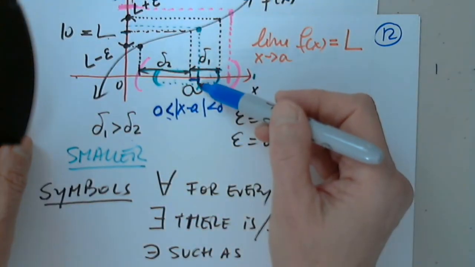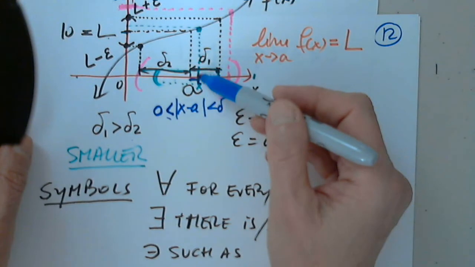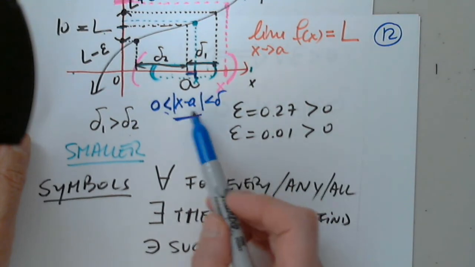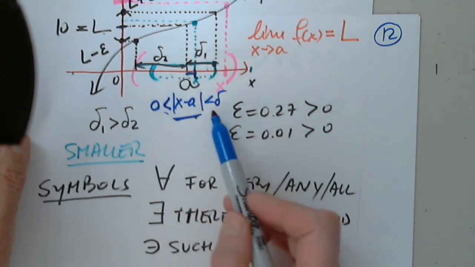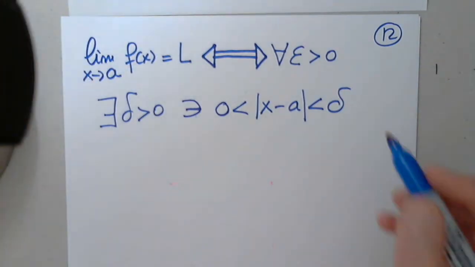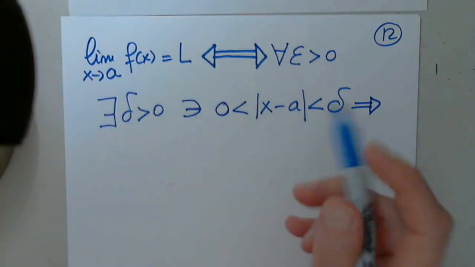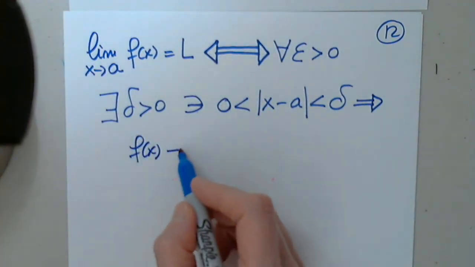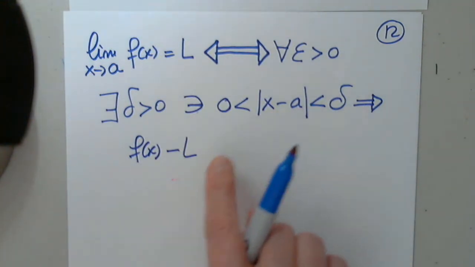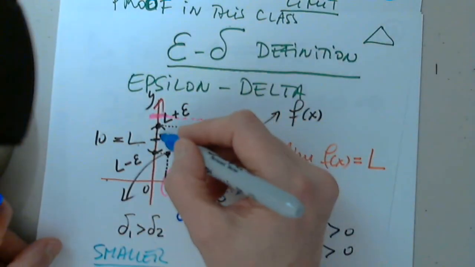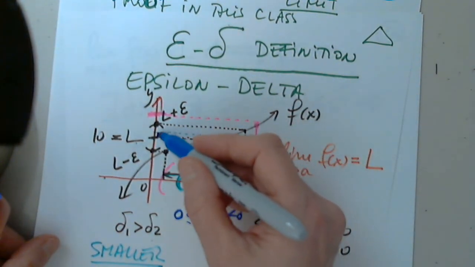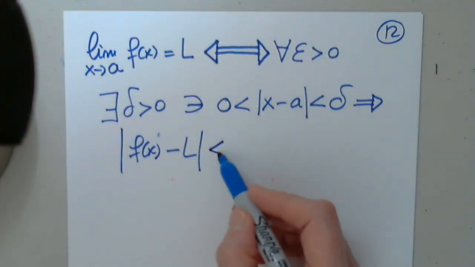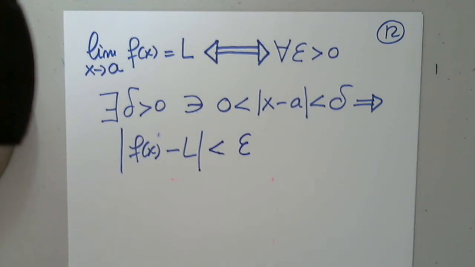So as long as we pick x close to a, the absolute value of x minus a is the distance between x and a, less than delta. This will imply that the function value, as I mentioned in the graph, f of x minus L, the distance between the function value and the limit, what distance? This distance. The distance between the function value and the limit will always be less than epsilon. It's a mouthful.